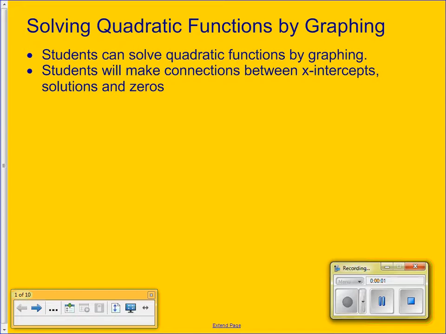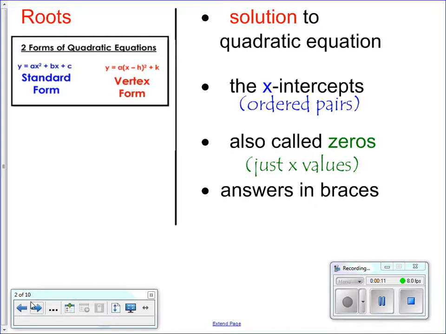In this lesson, we'll be solving quadratic functions by graphing. At the end of the lesson, you should be able to graph it and make connections between the x-intercept solutions and the zeros. So when we talk about roots, it's the solution to the quadratic equation. It is the x-intercepts, and those we write as ordered pairs.